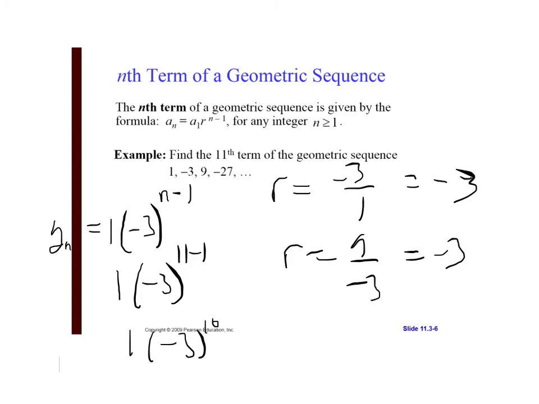Well, I know when I raise a negative number to an even power, it turns positive. So since I don't have a calculator and I know 3 to the 10th is going to be a large number, I'm going to leave that. The 11th term will be 3 to the 10th power.